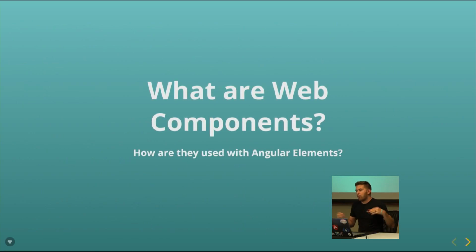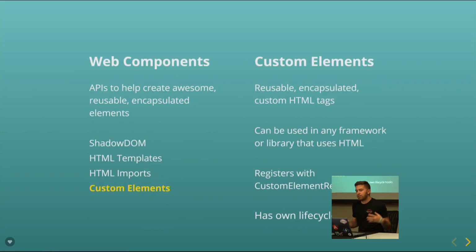First off, what are web components and how are they used in the Angular Elements land? Web components are basically the APIs that help you create these awesome reusable encapsulated elements, but they're not just the component layer. Web components in general are the shadow DOM, HTML templates, HTML imports, and custom elements. Angular Elements only uses one part of that in the whole library, so we only really want to focus on the custom elements part here.